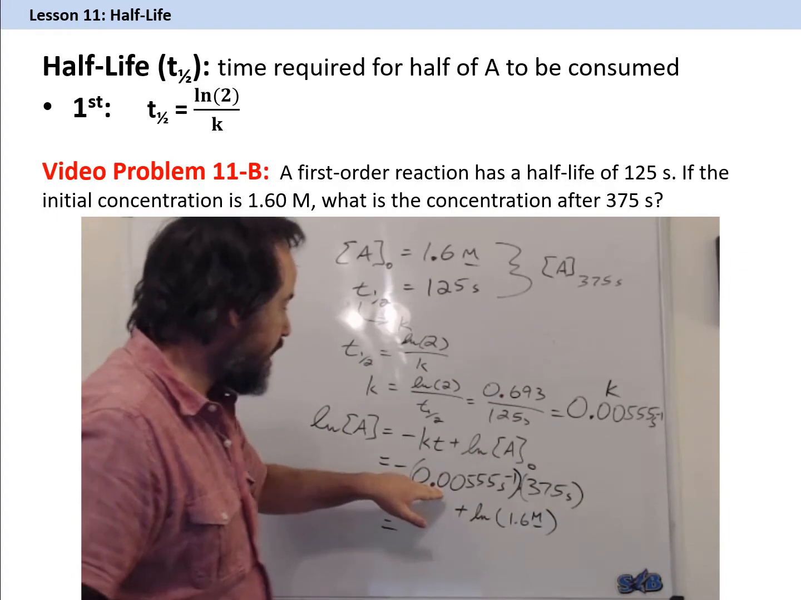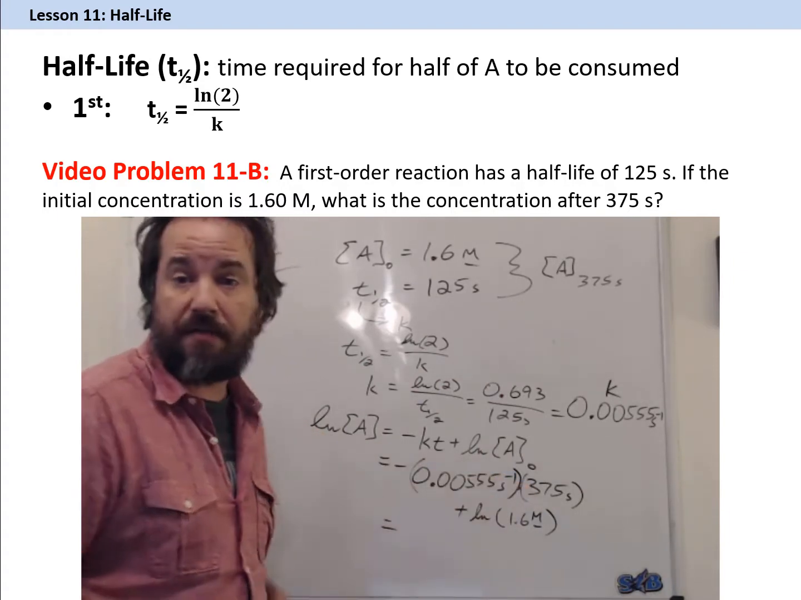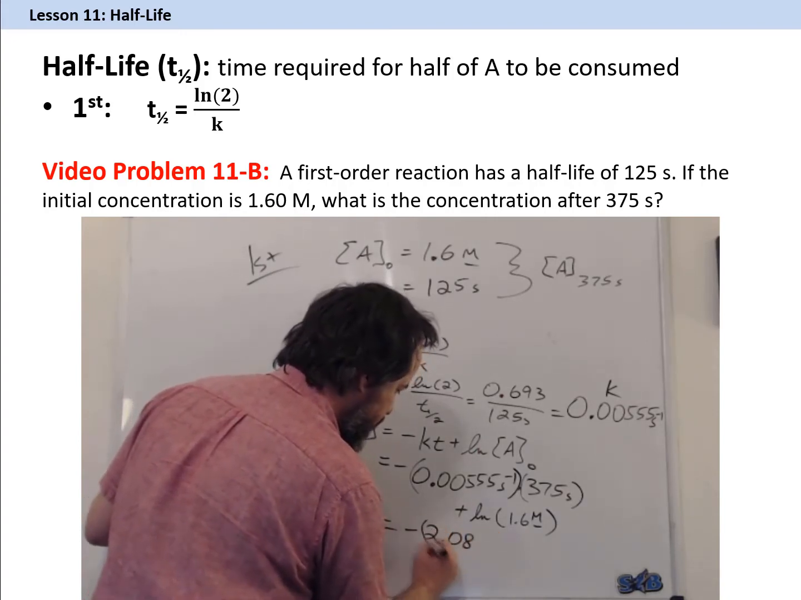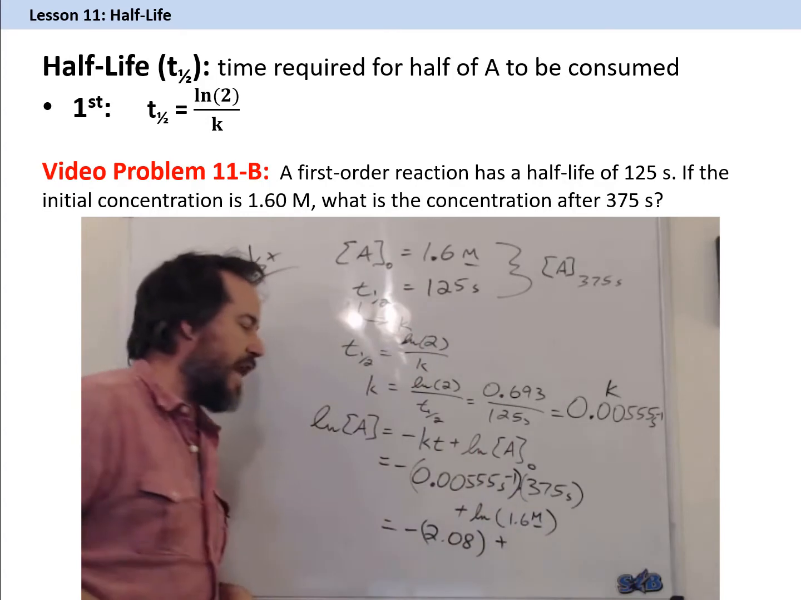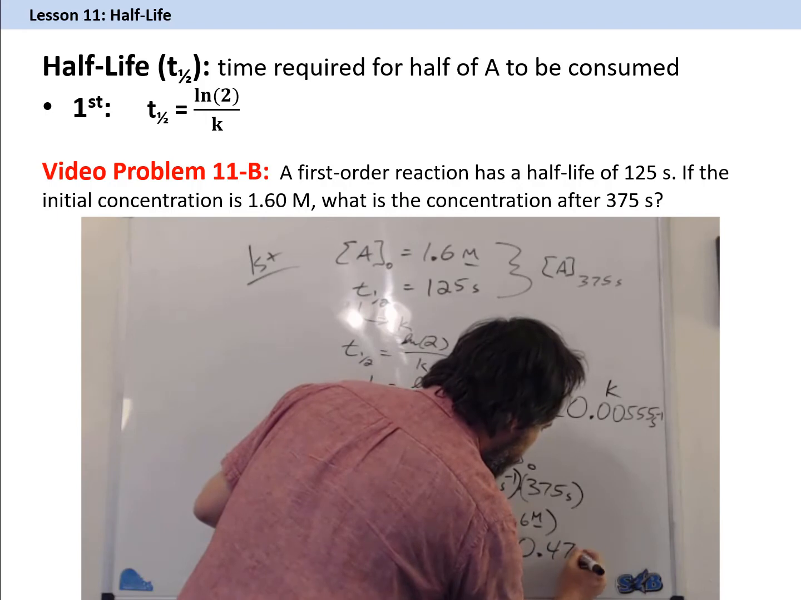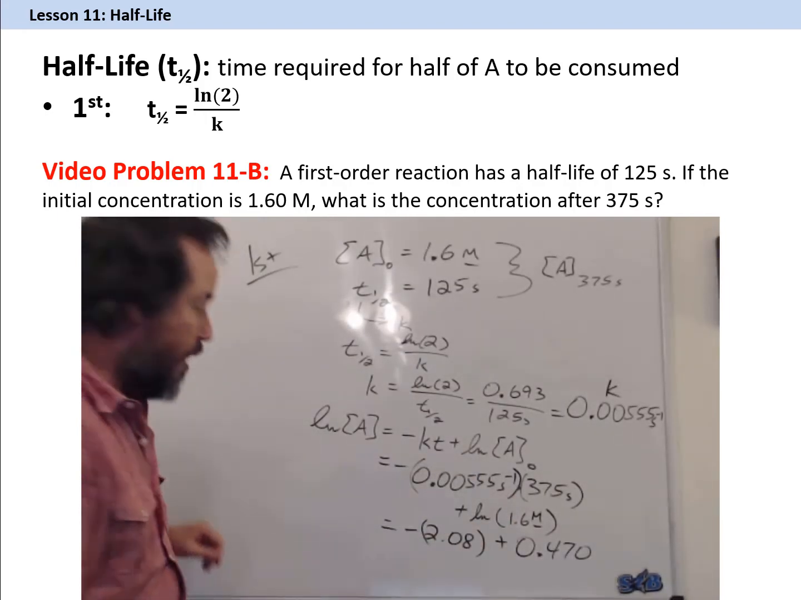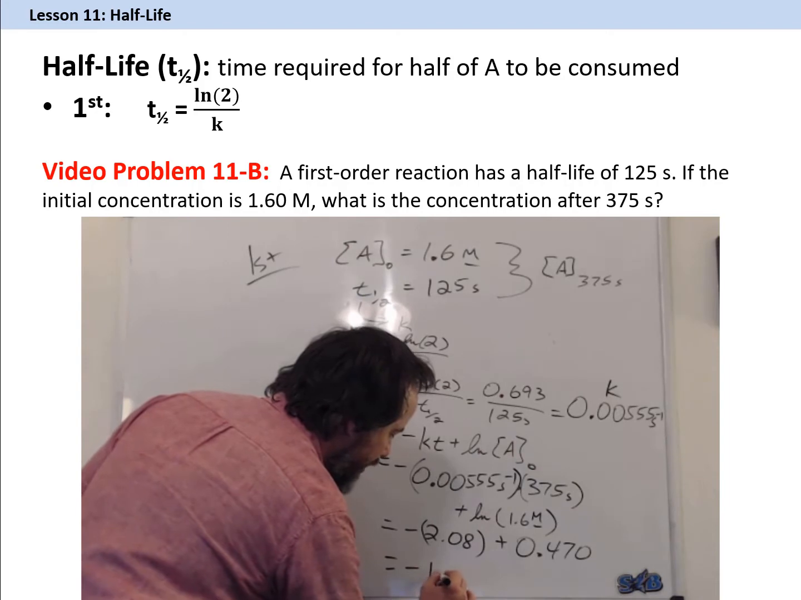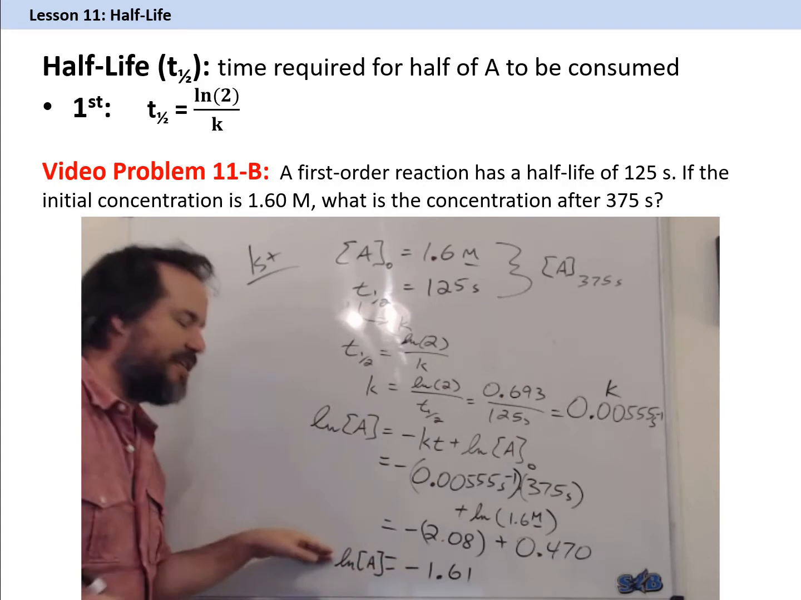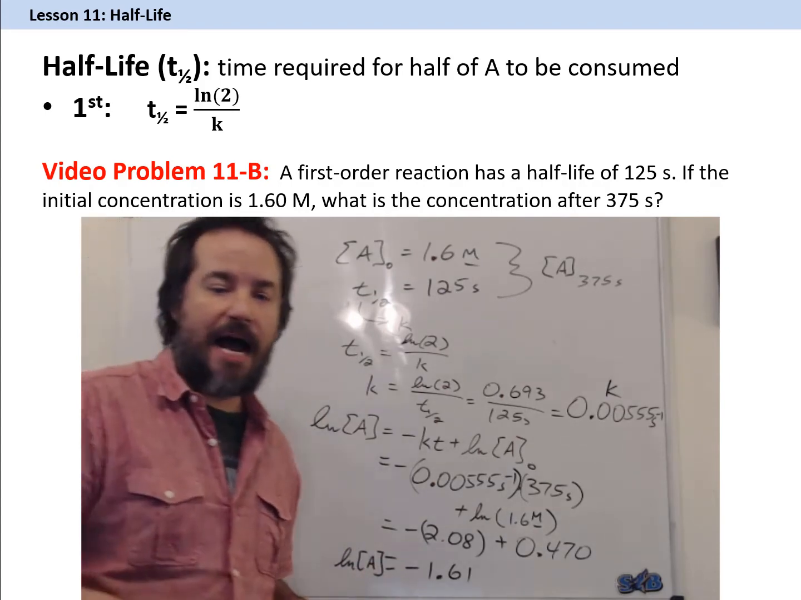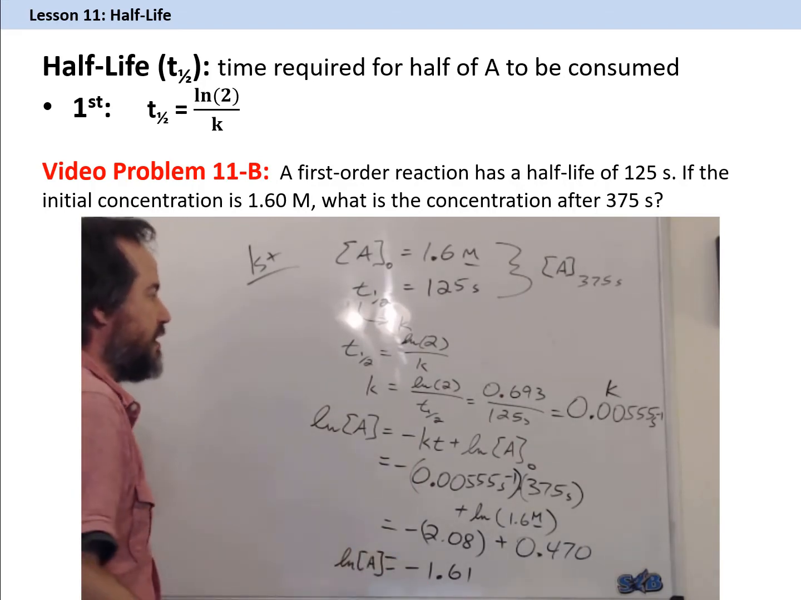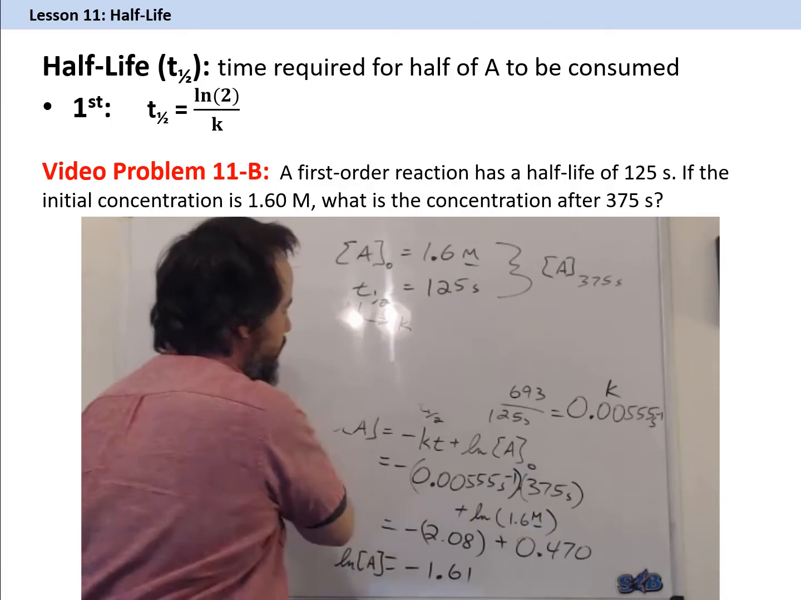All right, so multiplying 0.00555 times 375, that gets me 2.08. The natural log of 1.6 molar is 0.47. I'm going to add these two up, and that's going to get me negative 1.61. Now, here's the thing. That is not my answer. That's just my natural log. So now to actually find the concentration, I need to use this. All right, so let's go ahead and do that.